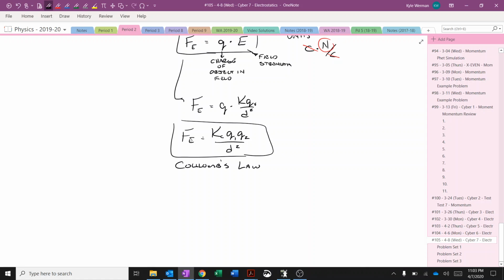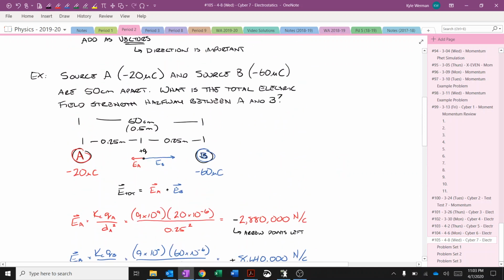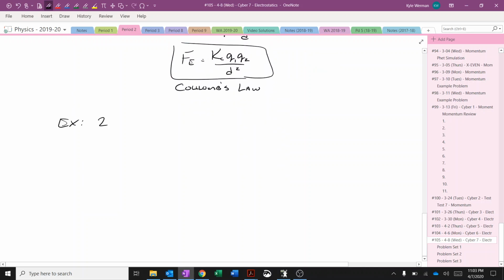So let's look at a quick example. Before, if you look up, we had two balloons. One was 20 microcoulombs, one was 60 microcoulombs. Two balloons are 50 centimeters apart. And I want to know, what is the force of the first balloon, balloon A, on balloon B?